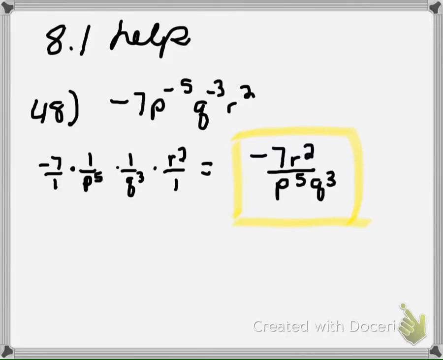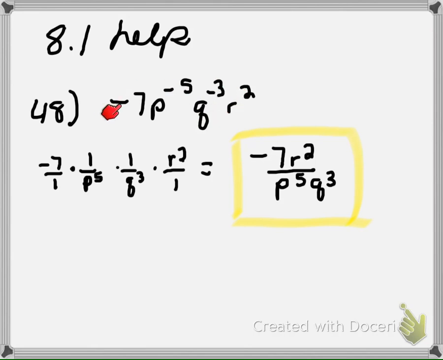This is the help video that I'm making because Katie requested that I do that, and I'm happy to help you guys. So I'm doing problem 48 first, and this is the way the problem was written. This reads -7 times p to the -5th times q to the -3rd times r squared.